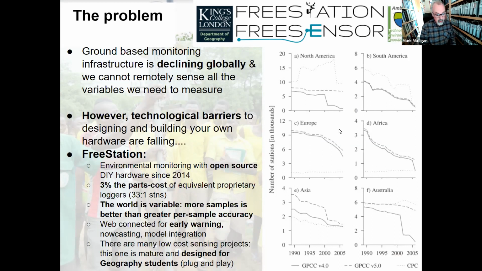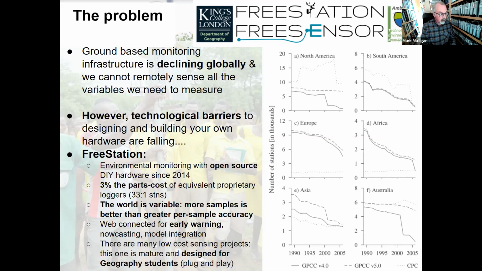And there are a variety of reasons for that, but on the other hand, technological barriers to designing and building your own environmental monitoring have been falling over that time. So 3D printing, low-cost microprocessors, etc., mean that we don't have to rely on expensive commercial products that are expensive to buy and expensive to service. We can build our own and achieve similar levels of quality.